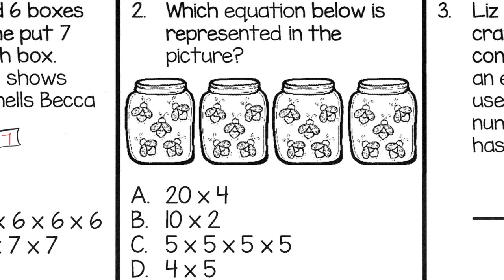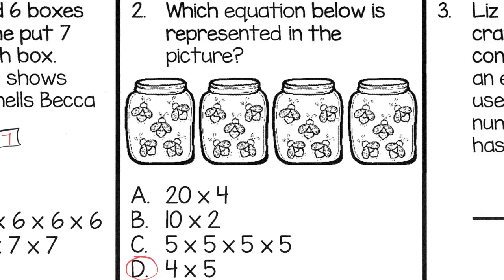Which equation below is represented in the picture? Okay, looks like I've got maybe butterflies, lightning bugs. I'm not sure. Maybe we'll say lightning bugs. Got 5 lightning bugs in a jar, and I have a total of 4 jars. So how many times am I going to count 5? Well, I'm going to count 5 4 times because there's 4 jars. Do you see anything in your answers that looks like that? Maybe 4 times 5, because I'm going to count the 4 jars 5 times because there's 5 in each. Works for me.